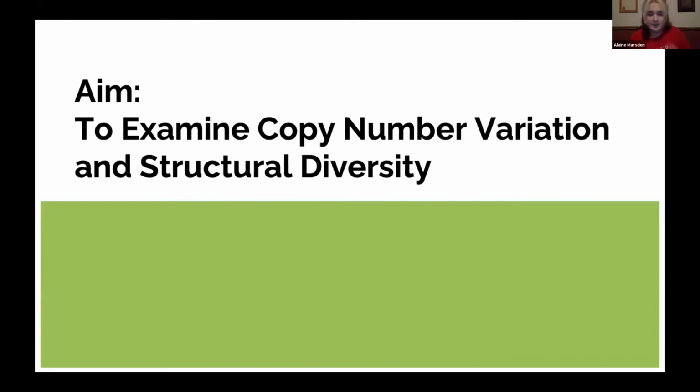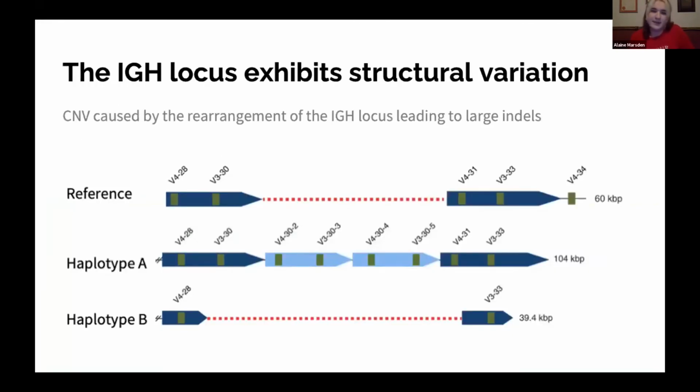So our next aim was then to take a step back and look at the entire locus, and really to look at copy number variation and structural diversity. So the IGH locus is interesting in that it exhibits a lot of structural variation, which causes differences in copy numbers of different IG genes. And what you're looking at here is how a person, even in their different haplotypes, may have different insertions and deletions when you compare to a reference chromosome.